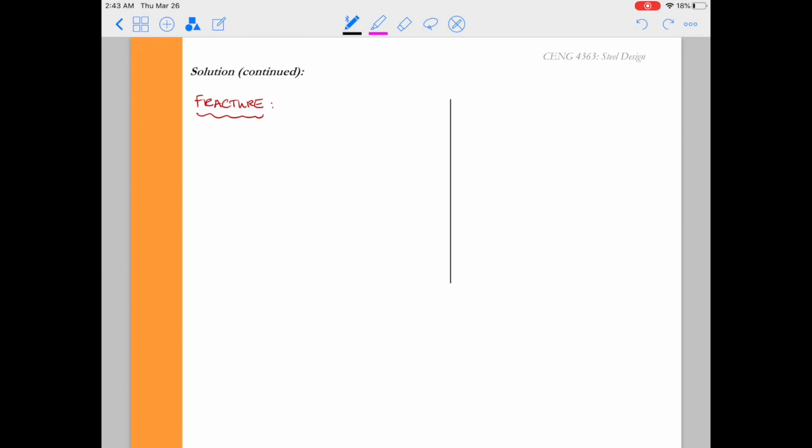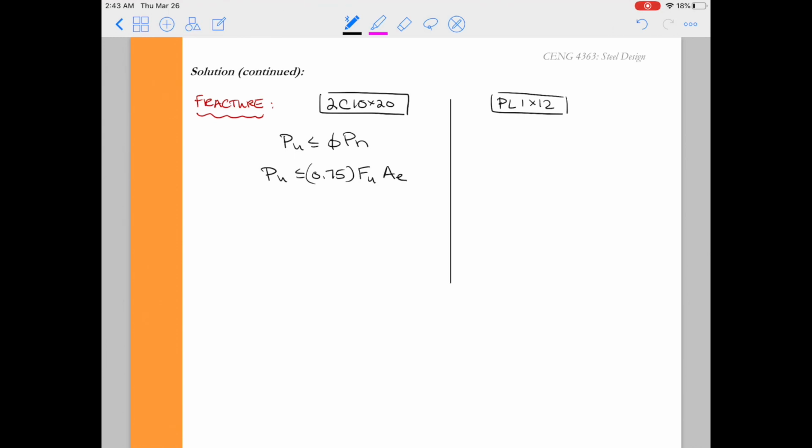So I'm going to go ahead and divide my calculations up again. For the double channel member, the 2C10x20, on the left-hand side, and I'll do my fracture calculations for the PL1x12 on the right-hand side. Whenever we do the fracture calculations, we can start with P sub u less than or equal to phi Pn. P sub u has to be less than or equal to, remember phi for fracture is 0.75, times F sub u times AE. F sub u for an A36 steel is going to be 58 ksi.